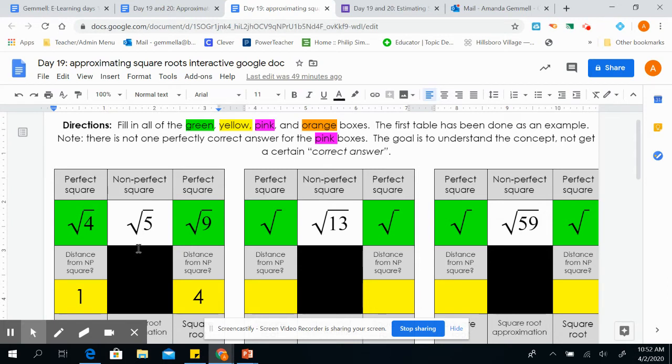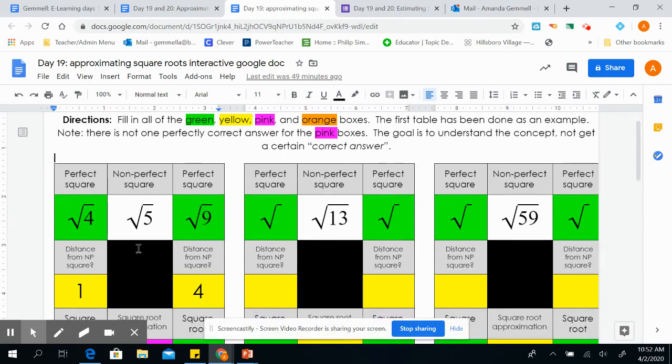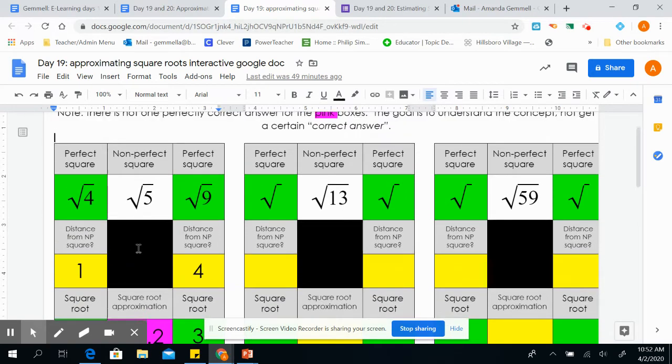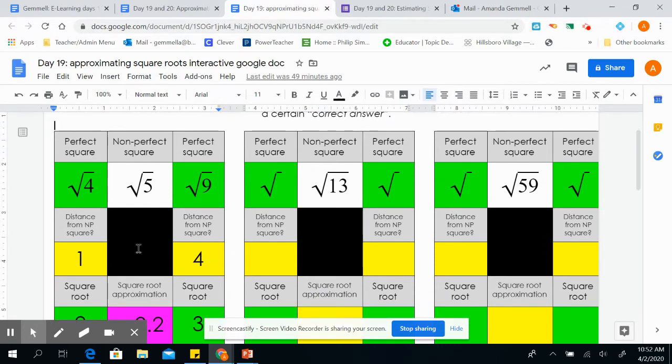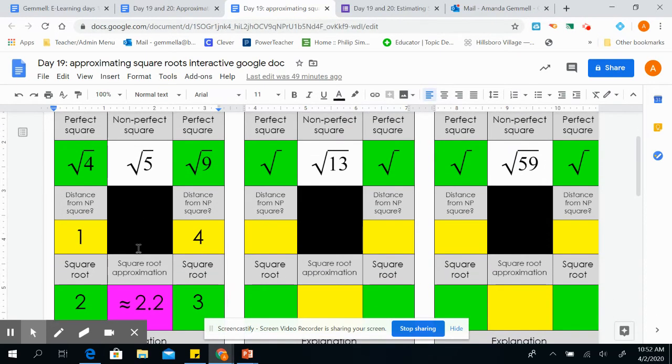And one thing I want you to know is that for the pink boxes, there's not one perfectly correct answer. You need to estimate. The goal of this activity is to understand the concept, not necessarily to get one perfect correct answer, because these are irrational numbers, so they would go on and on forever anyways, so we can't really put those in the boxes.